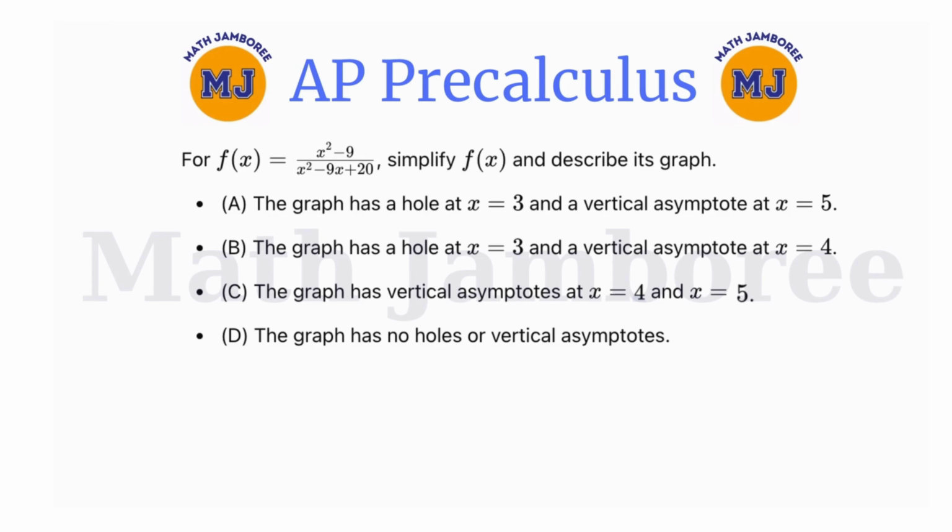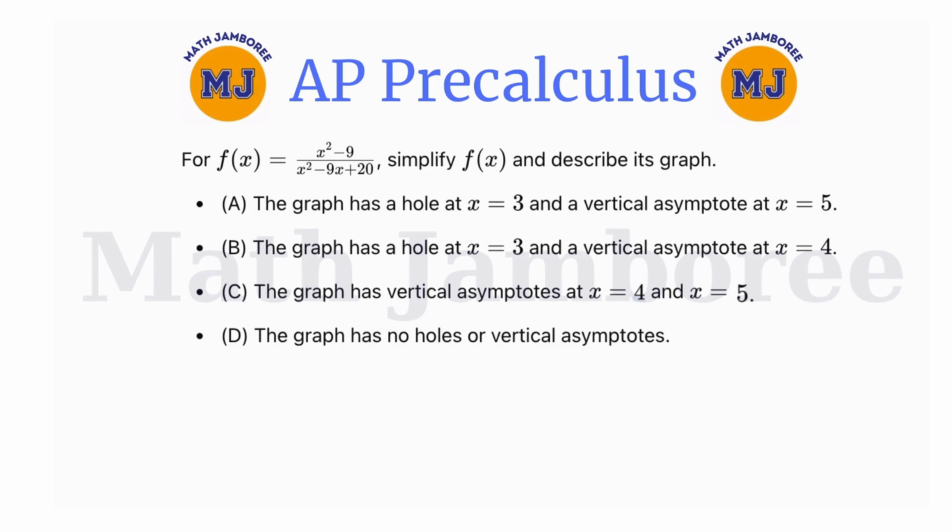So, our problem today is based on the function f of x equals x squared minus 9 over x squared minus 9x plus 20. Simplify f of x and describe its graph. So we need to simplify f of x and describe its graph, specifically looking for holes and vertical asymptotes based on the given choices. First, let's simplify f of x.